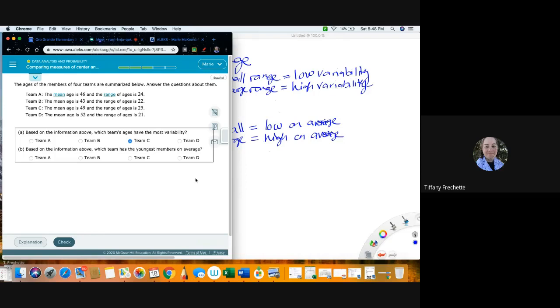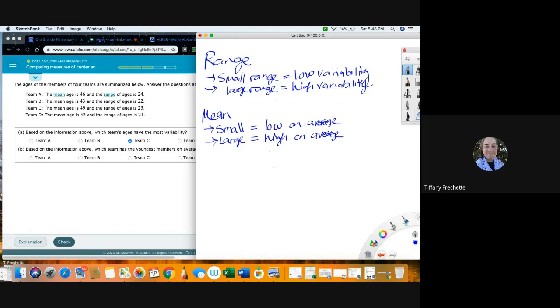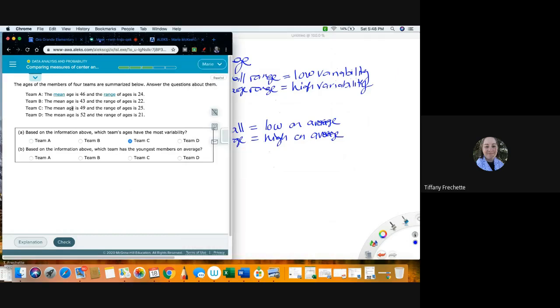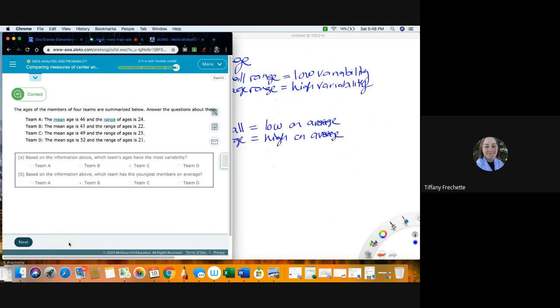And based on the information above, which team has the youngest members on average? So we want to go on average, and we want youngest, which would be low, because young goes with low, old would go with high. So we want a small mean. So let's go mean, and we want the smallest one, which looks like it's 43. So team B. Check. All right, so we finished that one. Yay.